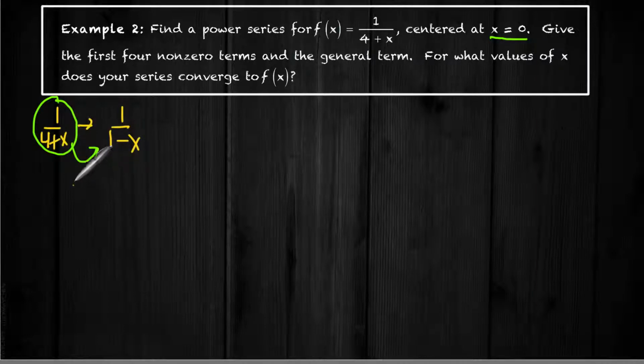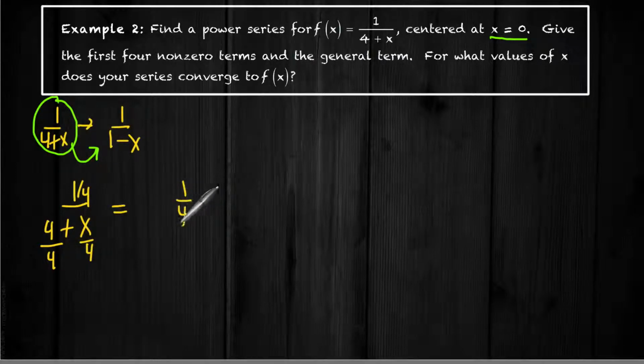So let's take our function, 1 over 4 plus x, and our first goal is to get this term in the denominator to be 1. So perhaps we should divide everything by 4. And that's going to make 1/4 over 4 over 4, which is 1, plus x over 4. Starting to look like 1 over 1 minus x. Only problem is this is a plus down here. We need a minus.